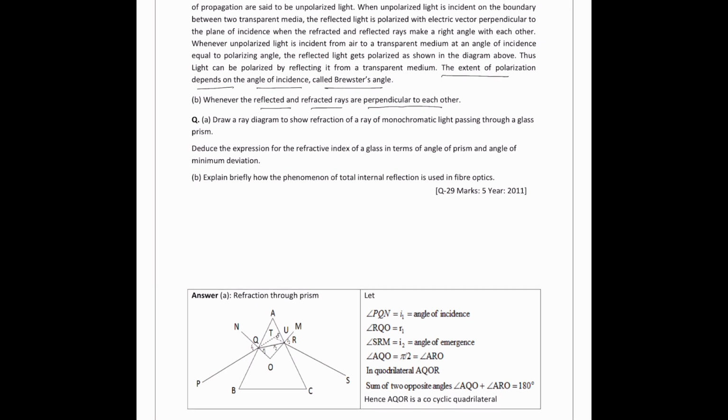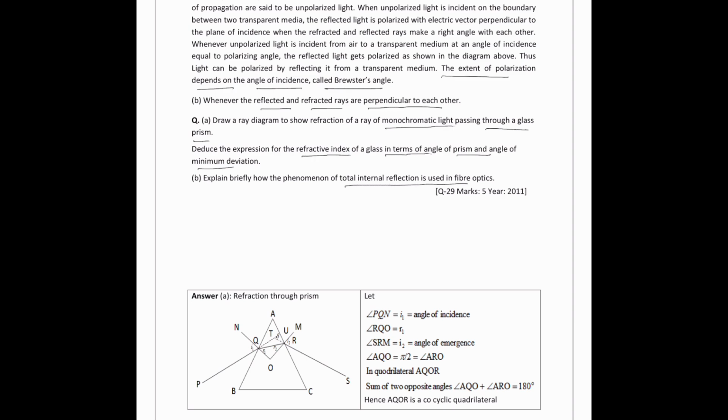Draw the ray diagram to show the refraction of a ray of monochromatic light passing through a glass prism. Deduce the expression for the refractive index of glass in terms of the angle of prism and minimum deviation. This is already explained.